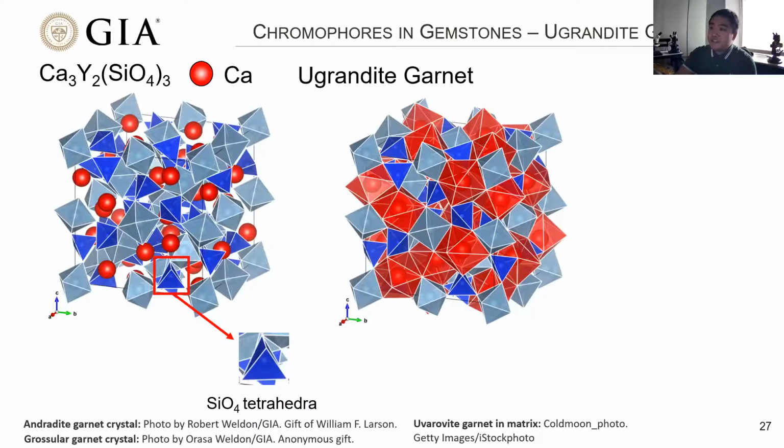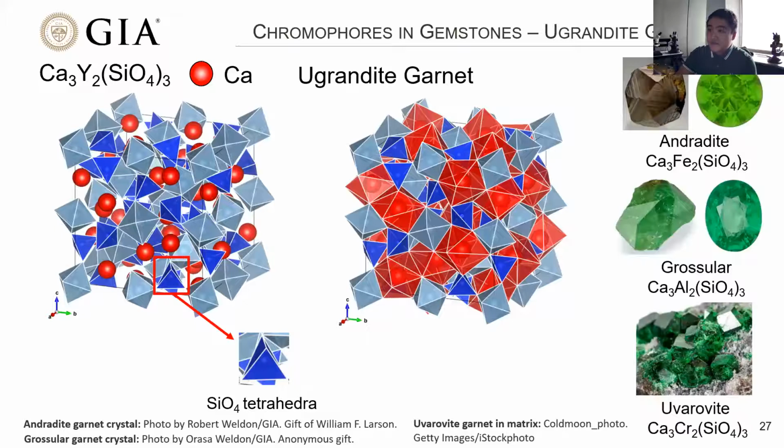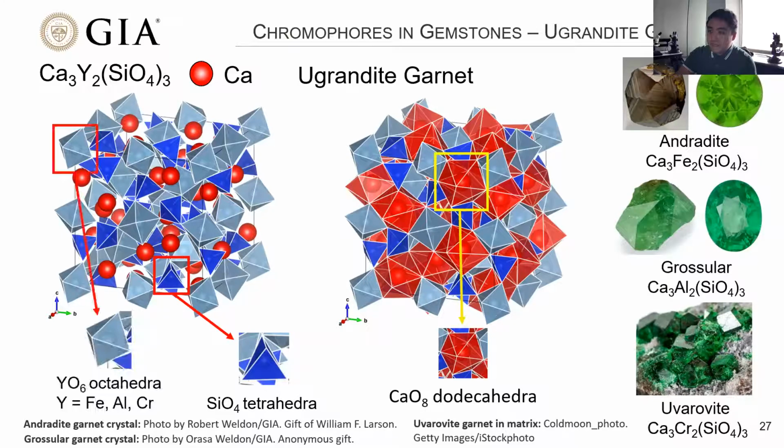The next common gem garnet group is ugrandite. Ugrandite garnets have 3 end-member species. They are andradite, grossular, and uvarovite. Different from pyrope, the X dodecahedral site of ugrandite is dominantly occupied by calcium. The octahedral site Y is usually mainly occupied by iron, aluminum, or chromium, corresponding to andradite, grossular, and uvarovite.